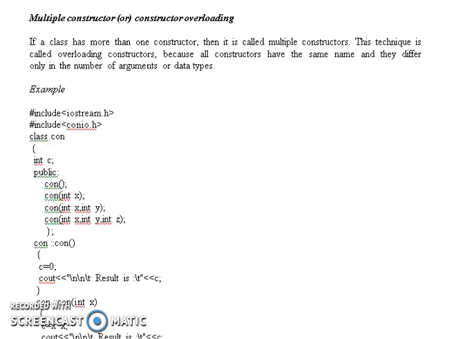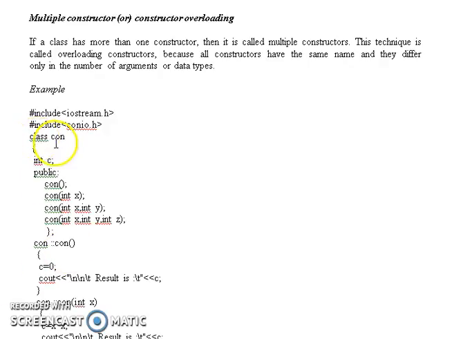The next type of constructor is multiple constructors, or constructor overloading. If more than one constructor is available in a C++ program, then you have to call this multiple constructors. The term constructor overloading is used here because all the constructors available inside the class have the same name. Let's take an example.